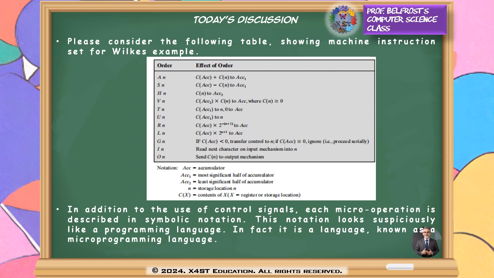Please consider this table, which shows the machine instruction sets for a well-known example. As you can see, it shows the use of control signals. Each microoperation is described in symbolic notation in this table. And this notation actually looks suspiciously like a programming language. In fact, it is a language which is known as a microprogramming language.